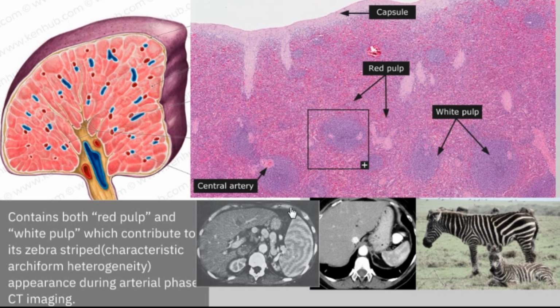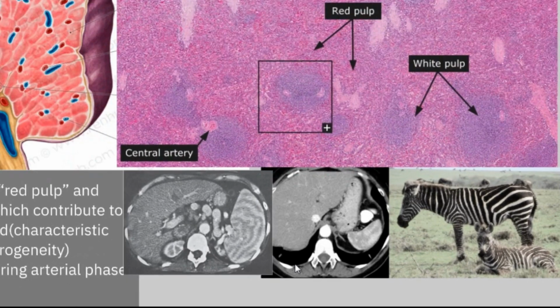So as we said, it contains red pulp and white pulp. And so this will also explain why in the arterial phase of the CT scan, normally we see the spleen as areas that are not homogeneous, it's inhomogeneous. It's just like a zebra or tiger stripes. This is because the time of enhancement between the red pulp and the white pulp is different. First, the red pulp will get enhanced with the contrast media. Later on, the white pulp.